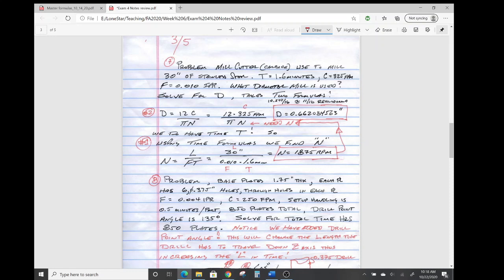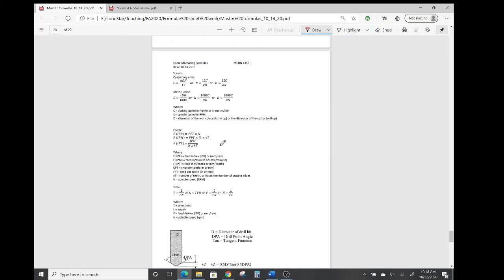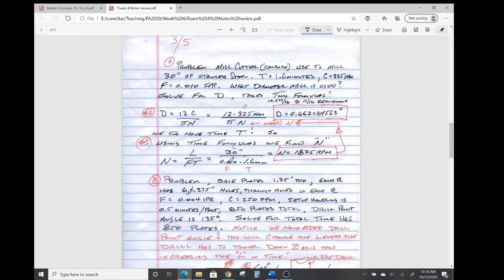So the first thing we do, we're going to use time formulas. We find n. We can use a time formula for n. We were given time, we were given length, we were given our feed rate, so we'll use a time formula for n. We got several formulas for n. Here's n right here. We were given this, we were given this, and we were given that. So we use this to find n, not this. Okay? In this conversation.